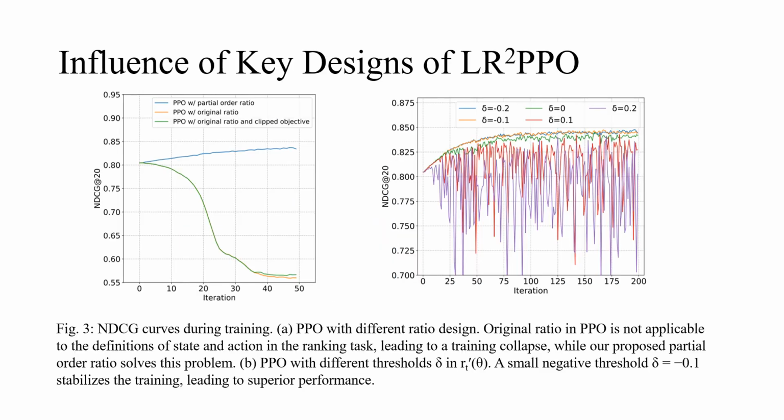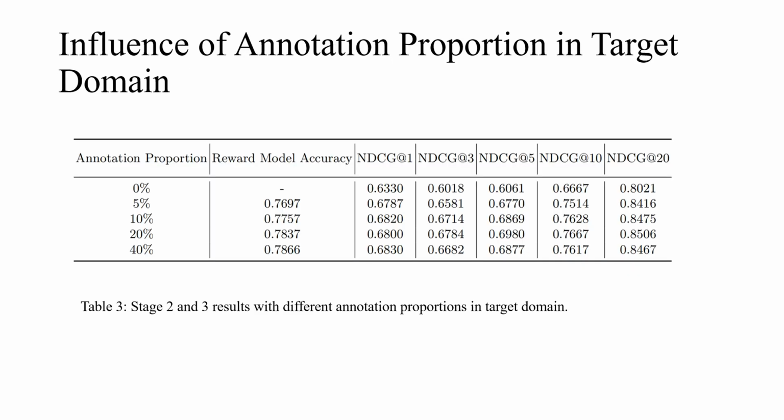We find that the original PPO ratio leads to training collapse, whereas our partial order ratio stabilizes training and improves performance. Additionally, a small negative threshold further enhances stability and NDCG scores, proving our design modifications are crucial. We explore the impact of varying annotation proportions in the target domain. Even with limited annotations, our reward model and framework achieve high performance. Using around 10% annotations balances effort and performance, showing our method efficiency.